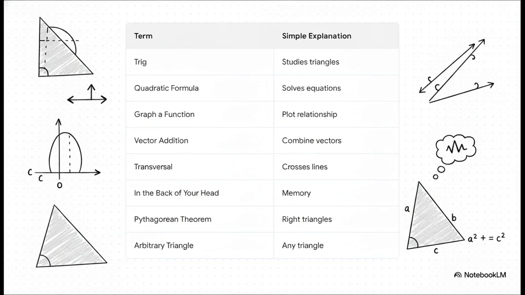We began with trig and the quadratic formula. We learned how to graph a function, and we utilized vector addition by sticking vectors tip to tail. We observed exactly how a transversal cuts right through parallel lines, and we made sure to keep all of these core ideas firmly in the back of your head. Finally, we relied on the Pythagorean theorem to find missing sides even when looking at a completely arbitrary triangle.